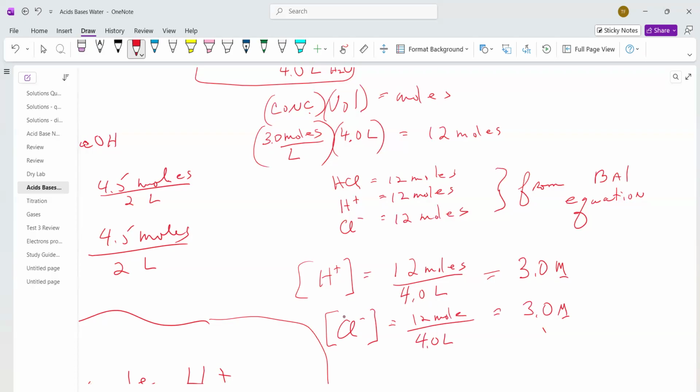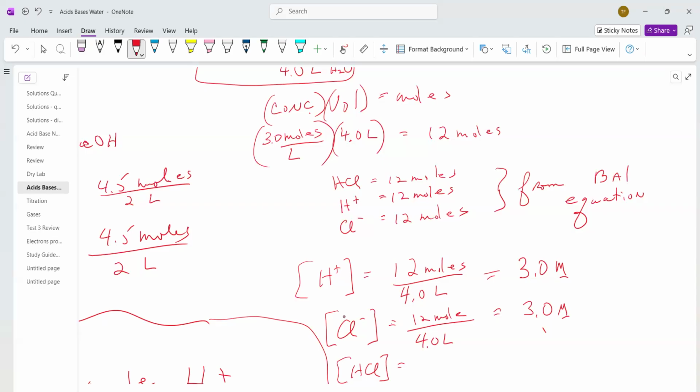This is a trick question, by the way, you guys. What is the concentration of HCl? 3? Okay, we have a vote of 3. Actually, it's 0. What? Why is it 0?